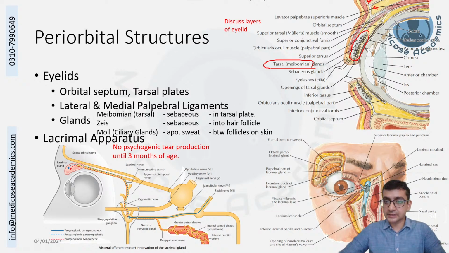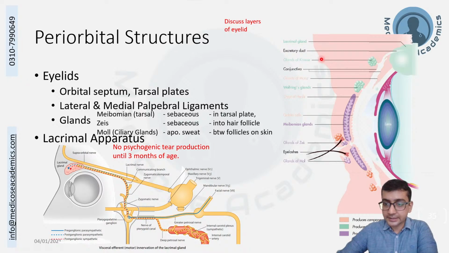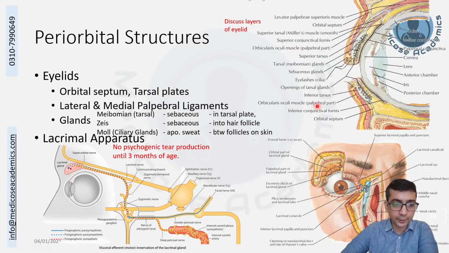Then there are two sets of glands, the gland of Zeiss and the gland of Moll. The gland of Zeiss is a sebaceous gland, and like the sebaceous glands in the rest of the body, they open into the hair follicle. I don't have very nice pictures for that right now. The gland of Zeiss opens onto the hair follicle, and through the eyelash opening it comes to the surface. And the glands of Moll are apocrine sweat glands, serous in nature, and they open between the hair follicles, that are the eyelashes, on the tip of the eyelid.